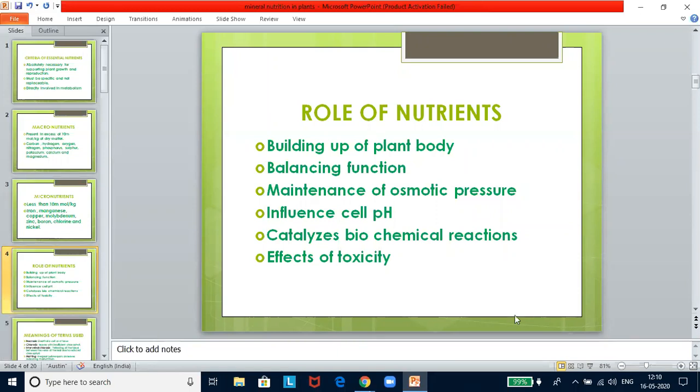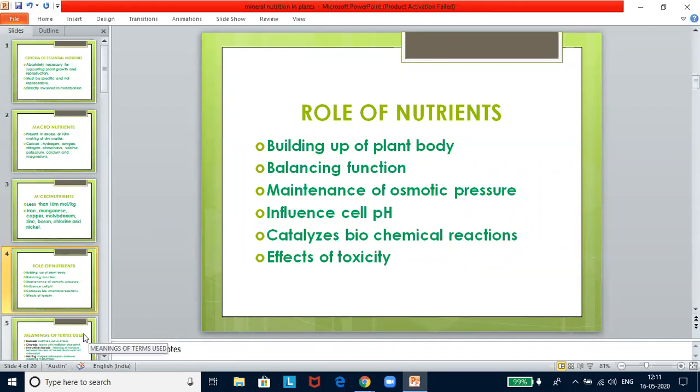If you look at all these roles, these nutrients play a very vital role from germination of the seed till the formation of the seed, and all the other physiological functions in the plant, including the plant growth regulators. Even for plant growth regulators, these nutrients are very, very important.